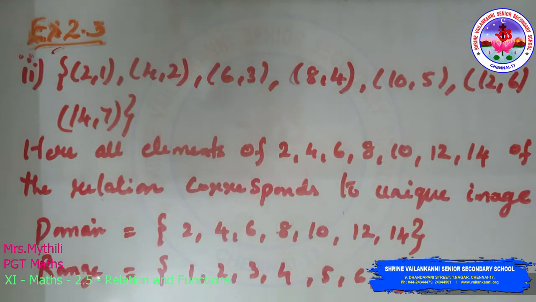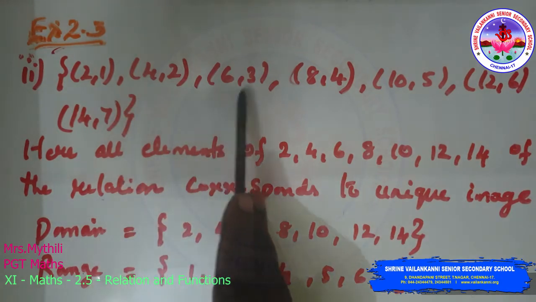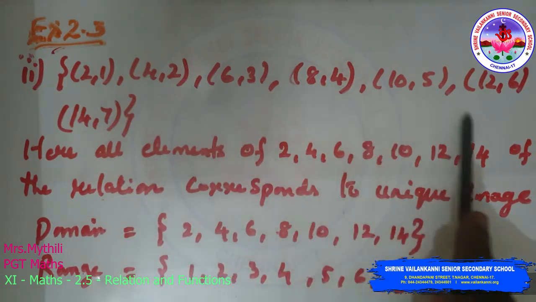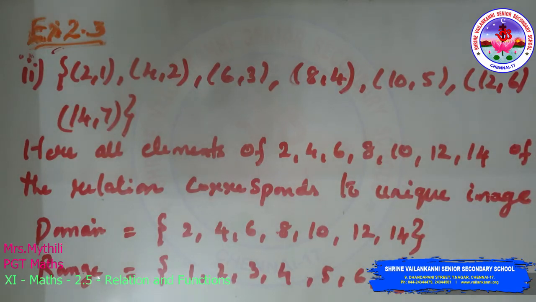Second one, the relation is given in ordered pairs (2,1), (4,2), (6,3), (8,4), (10,5), (12,6), (14,7). Here all the elements 2, 4, 6, 8, 10, 12, 14 of the relation correspond to a unique image. That is, 1 is the image of 2, 2 is the image of 4, 6's image is 3, 8's image is 4, etc. So all the elements of the relation correspond to a unique image. Hence it is a function.